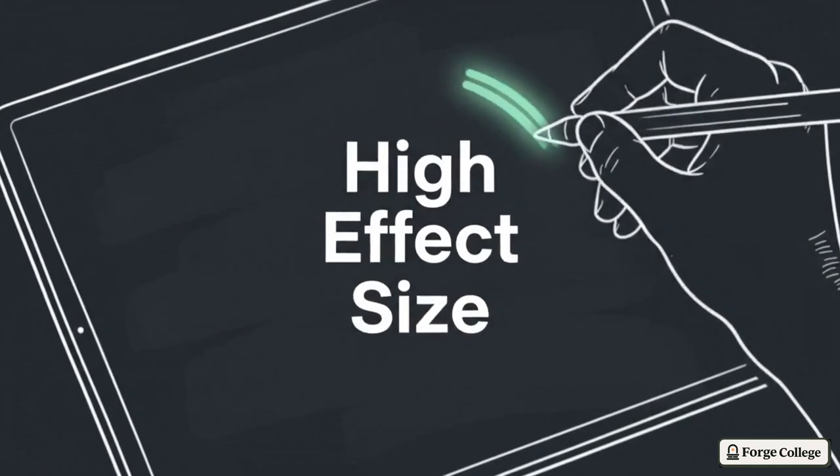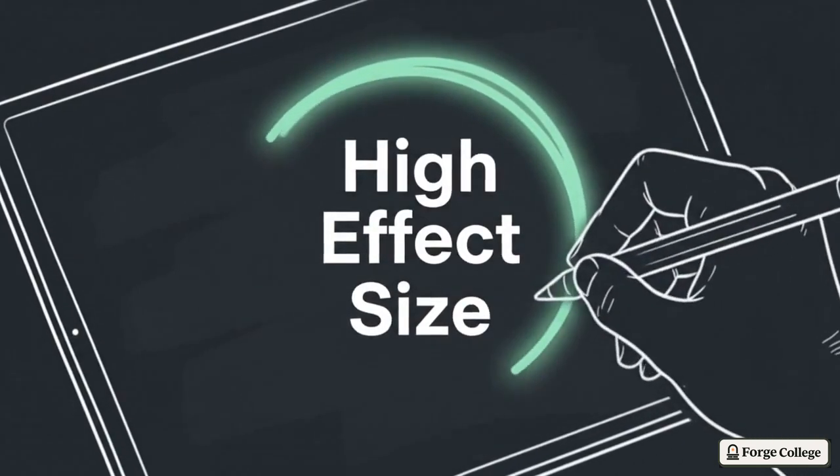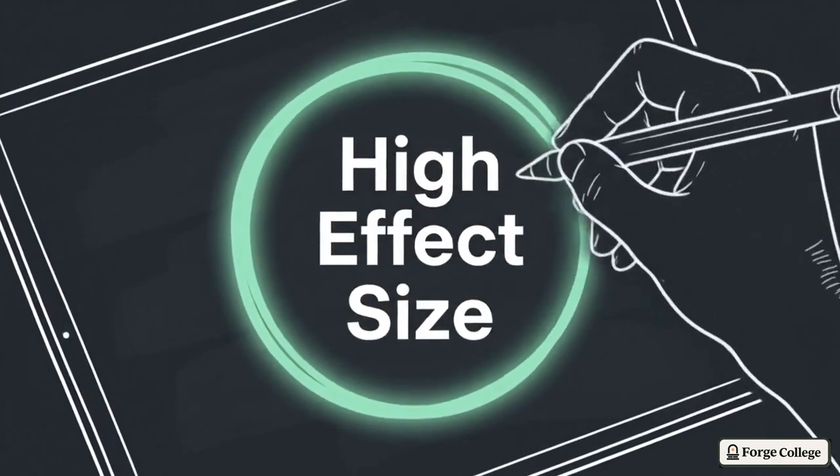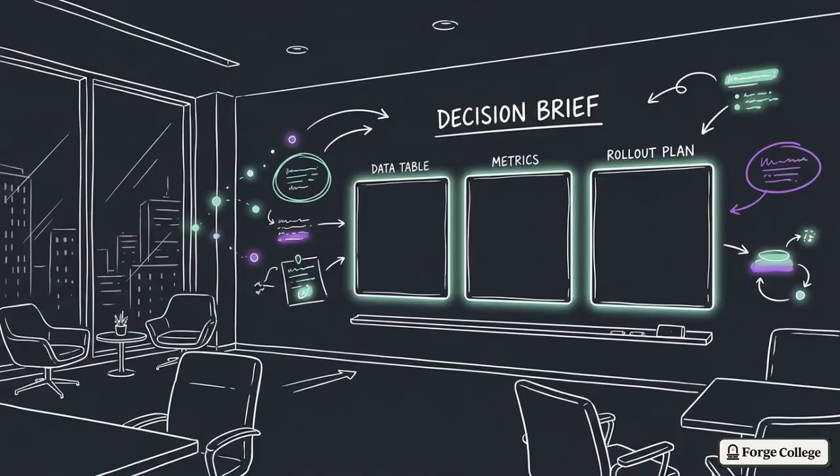Effective designers don't just hunt for low p-values. They prioritize high effect sizes and practical, measurable growth. Now it's time to run your own experiment data through this pipeline. Build your table, draft your brief, and get ready for the kickoff.